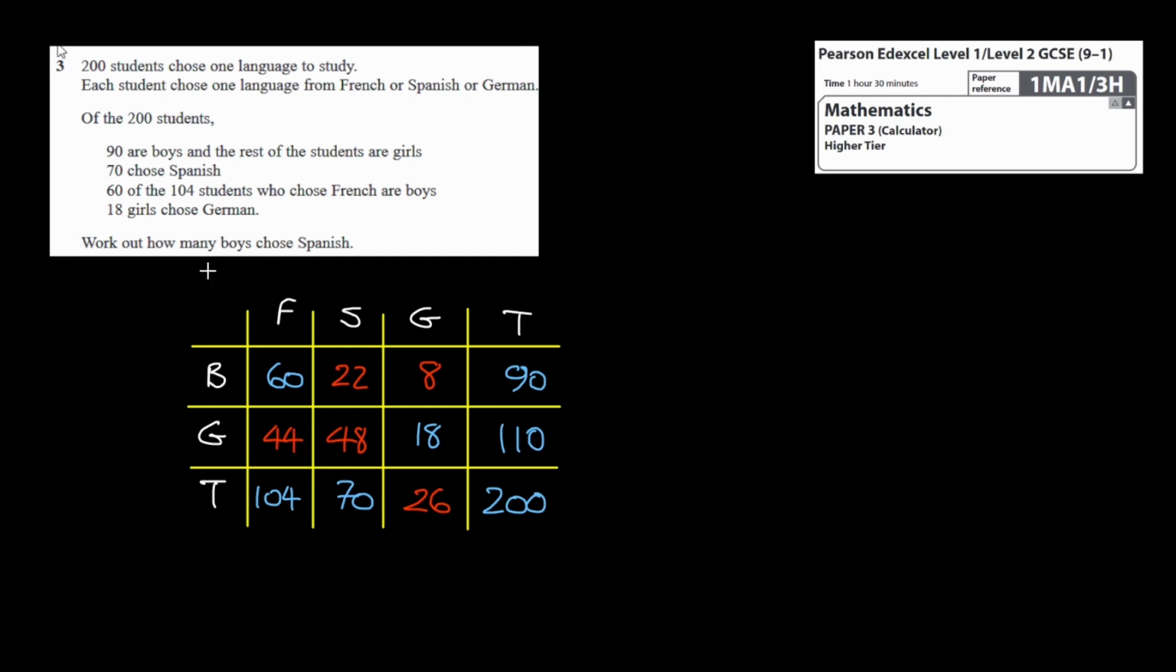And we just pick the answer that we need. Work out how many boys chose Spanish. Well, the answer is 22. And that's your answer.